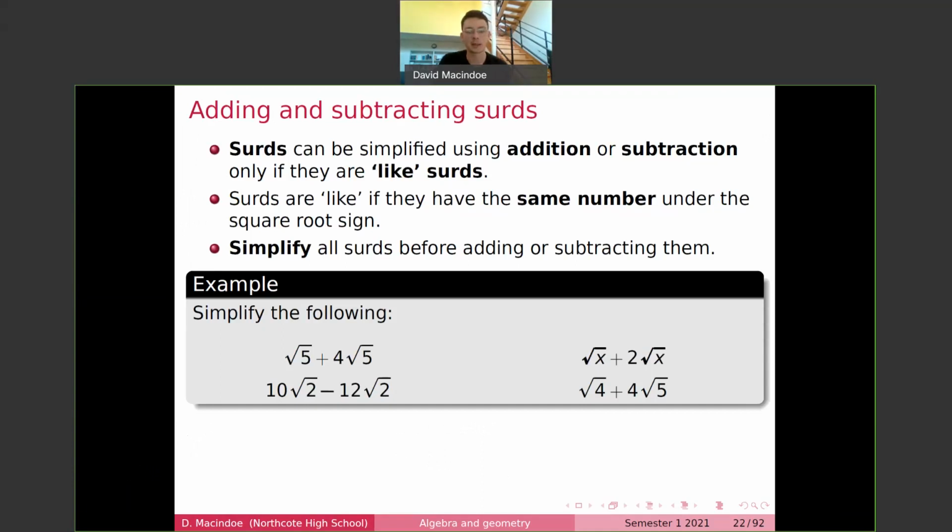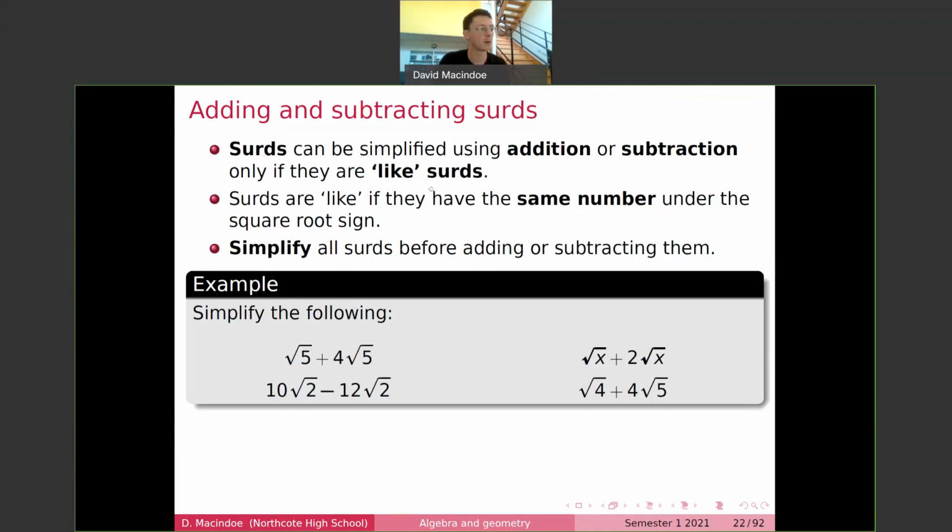Now, with adding and subtracting, I think really with surds, they might seem a bit unfamiliar, but they're quite similar to if you're comfortable working with algebra, things like X, Y, Z, those kind of pronumerals, it's fairly similar with surds. So the kind of rule is that you can only simplify surds using addition and subtraction if they're what we call like surds. To be a like surd, it just has to have the same number under the square root sign.